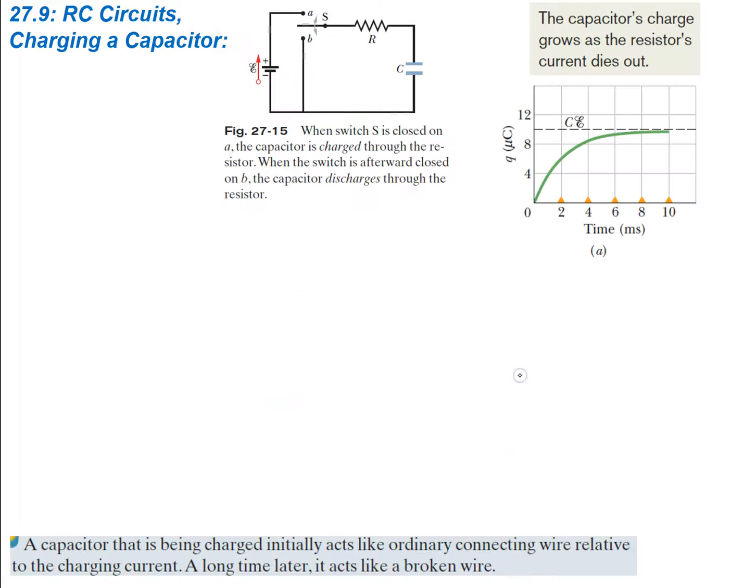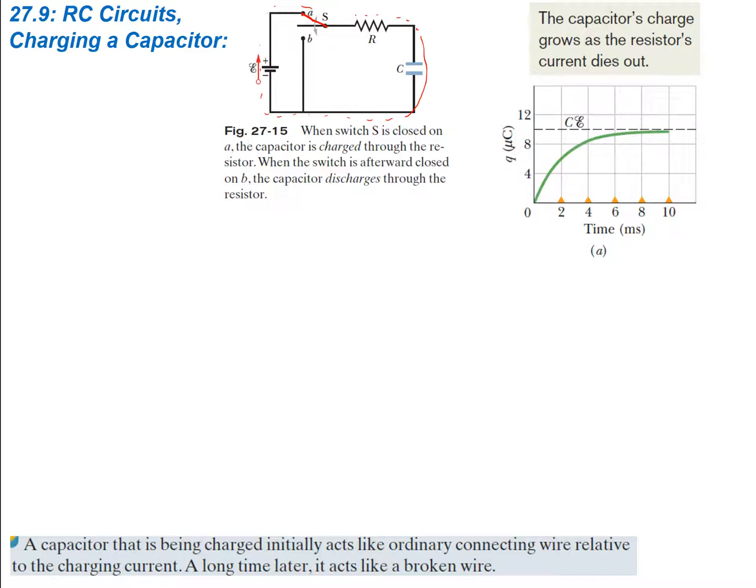Okay, so let's get into RC circuits. RC stands for resistor and capacitor, so RC circuits are circuits that have a resistor and a capacitor in them. Let's first look at what the circuit would look like. In the figure here, it says when a switch S is closed on A, the circuit goes around here. It wouldn't go up here because there's no connection there.